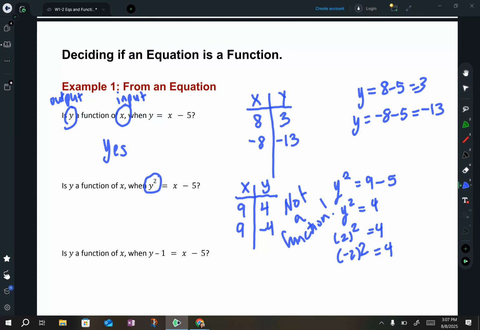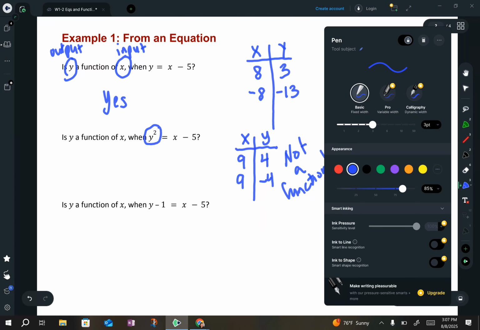All right, and let's look at the last one. Is y a function of x, so same inputs and outputs, if y minus 1 equals x minus 5? Well, this one's a little more complicated.